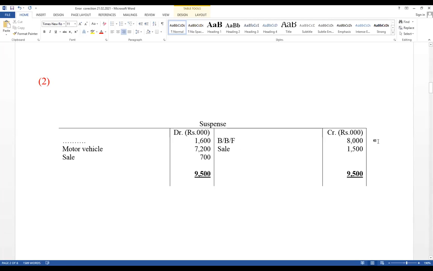That is the difference value of the trial balance. Sometimes they ask for the suspense account opening balance, not the closing balance.